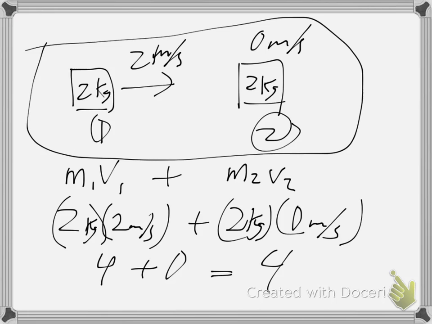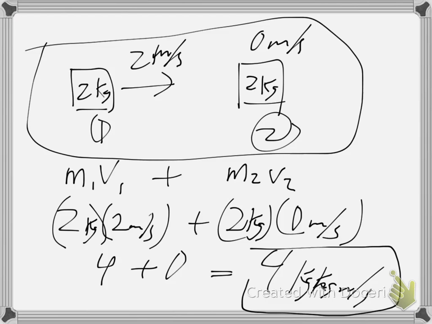So that says that if these two boxes are in this situation before they collide, then the total momentum of the system is going to be 4 kilogram meters per second. And since this momentum is 4 kilogram meters per second, whatever combination of velocities this box and this box have after the collision, the momentum of these two objects added up must again equal 4.